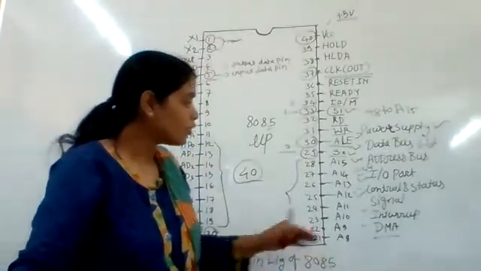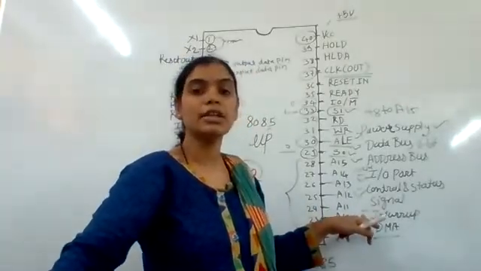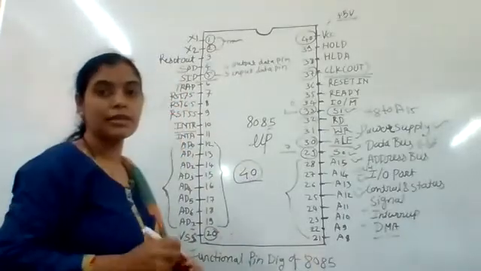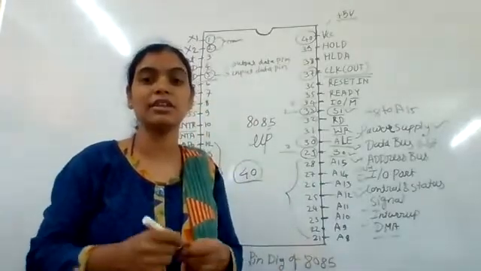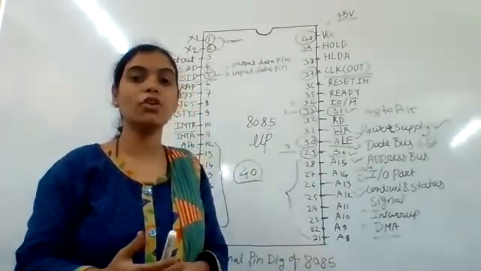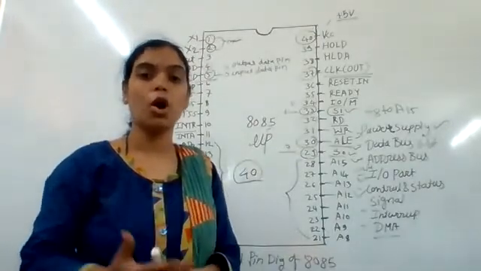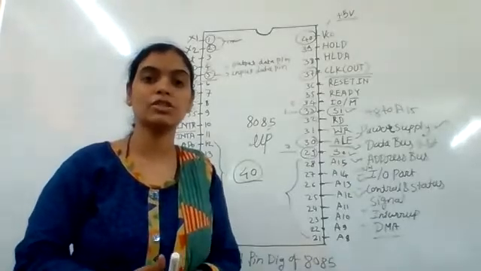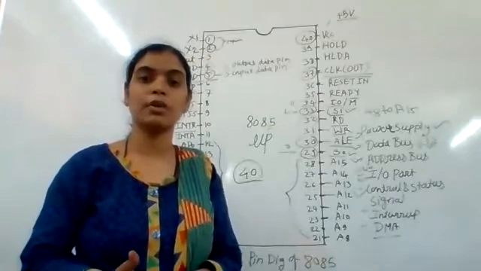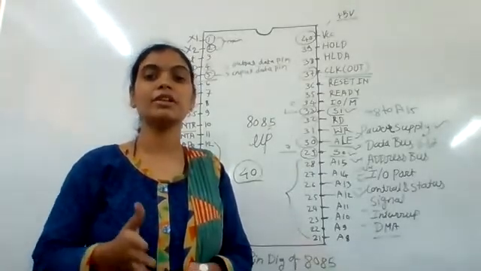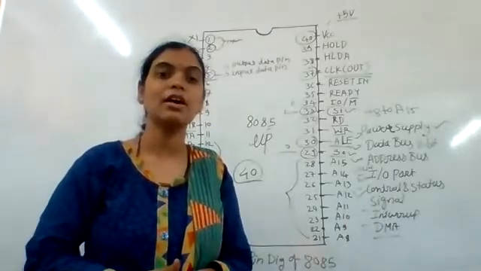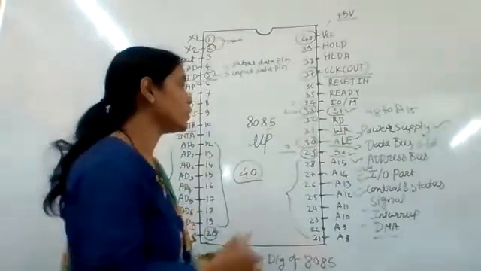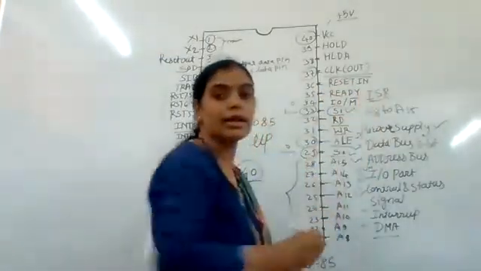Now we move on to our next point, that is interrupts and externally generated signals. These are the interrupt lines. Interrupts are the signals that are generated to break or stop the sequence of an ongoing operation or program. When an interrupt signal is generated, the CPU immediately stops its current task and switches to another program known as the interrupt service routine, denoted as ISR.